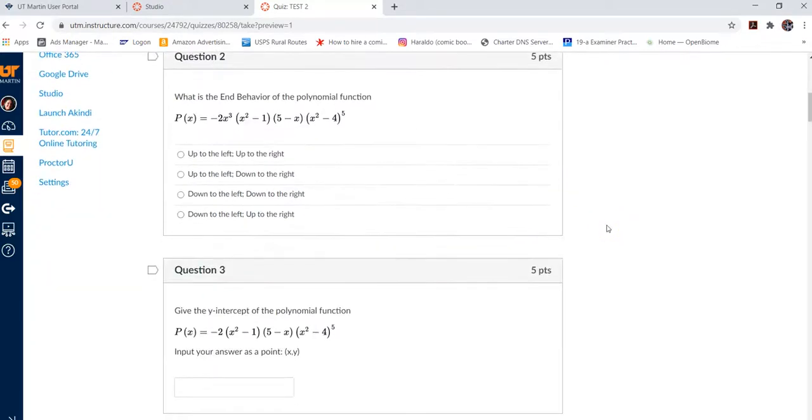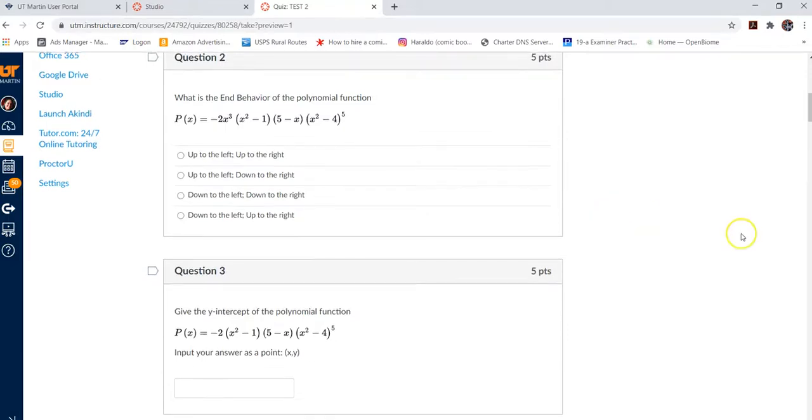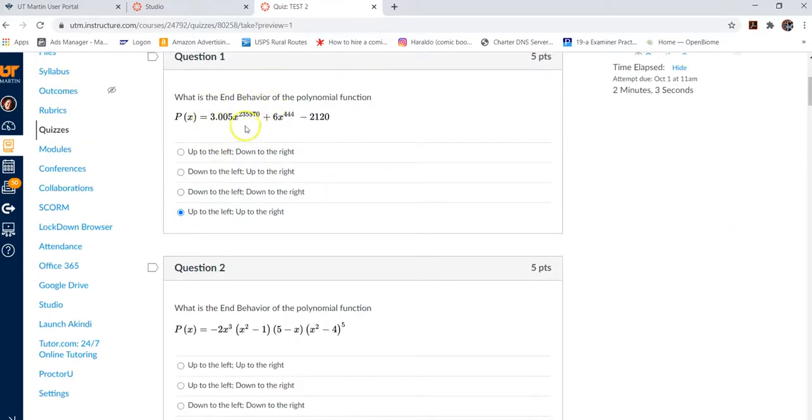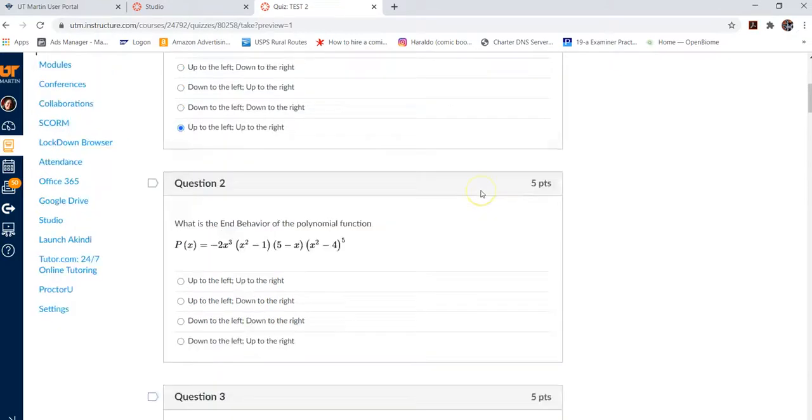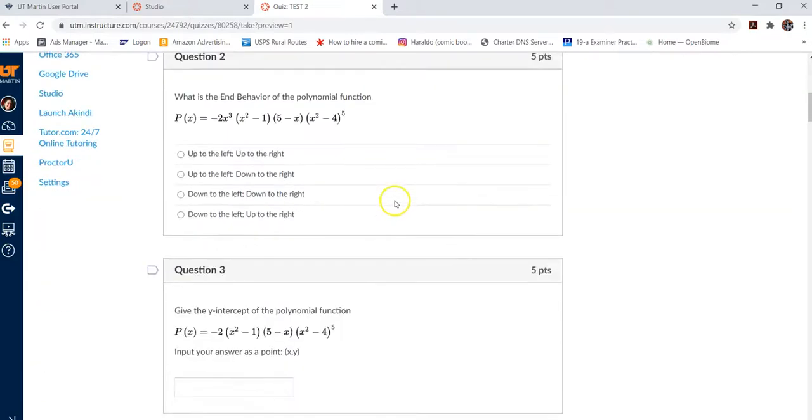Question 2. Now, what is the end behavior of this? Now, you have to get the leading term. Now, the previous one was in standard form, and it was very easy to identify the leading term. This is not in standard form, so you're going to have to get the leading term out of all of this. The leading term is not what's out the front here, because it's not in standard form, it's in factored form. So let me write this one down. So here I have p of x is equal to negative 2x cubed times x squared minus 1 times 5 minus x times x squared minus 4 to the 5th power.